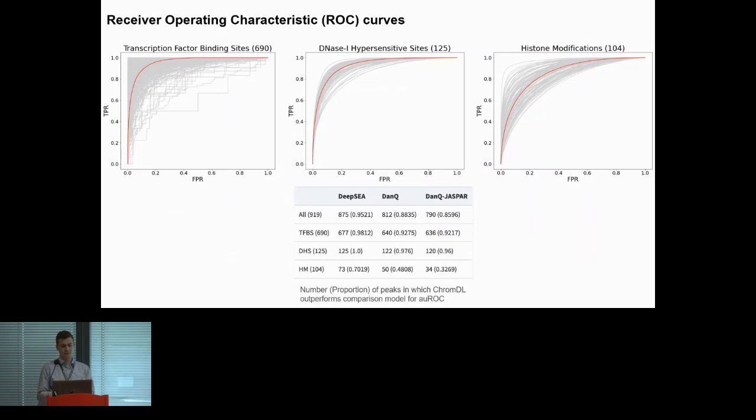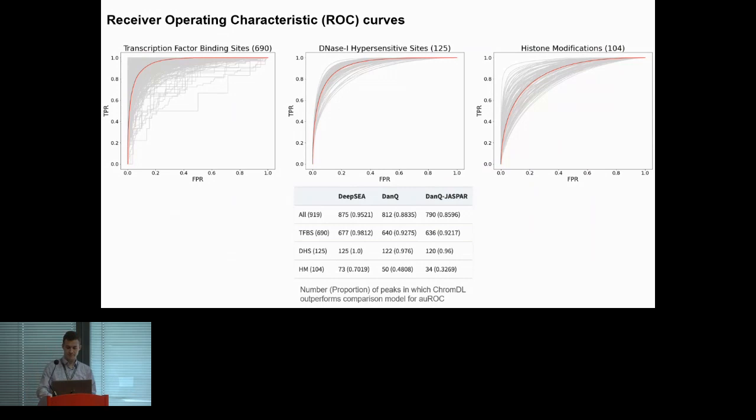And then down below, just a table of the proportion of peaks in which our model is outperforming these comparison models. So in particular for the transcription factor binding sites and the DNase I hypersensitive sites, we have a very high outperformance of ChromDL compared to these three models, in the 90s or the high 90s for the DNase I hypersensitive sites.